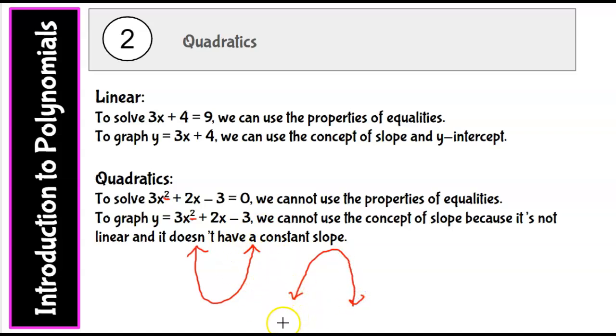We can use the x and y intercepts. We can figure out what this point is, the vertex. We can find the axis of symmetry. We can come up with a graph in other ways. But it's really important to look at the problem first and say, is this a linear or is this a quadratic? Because they have different ways of approaching them.